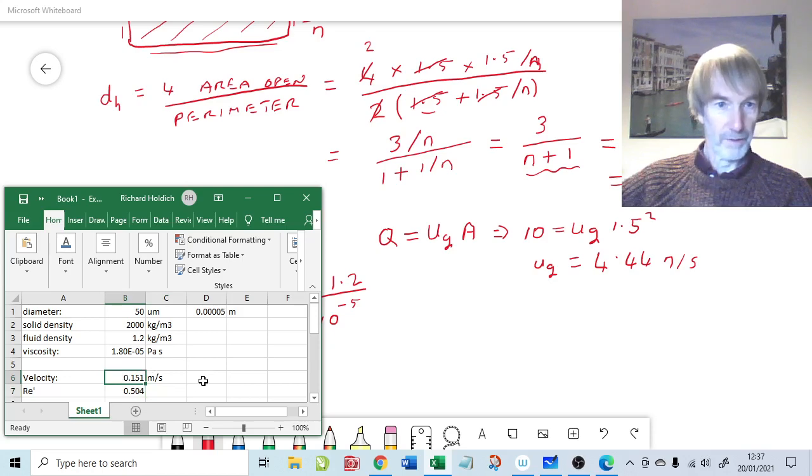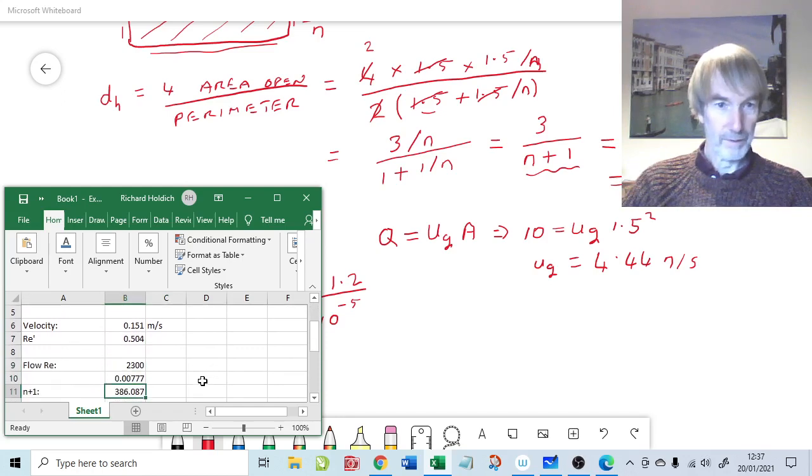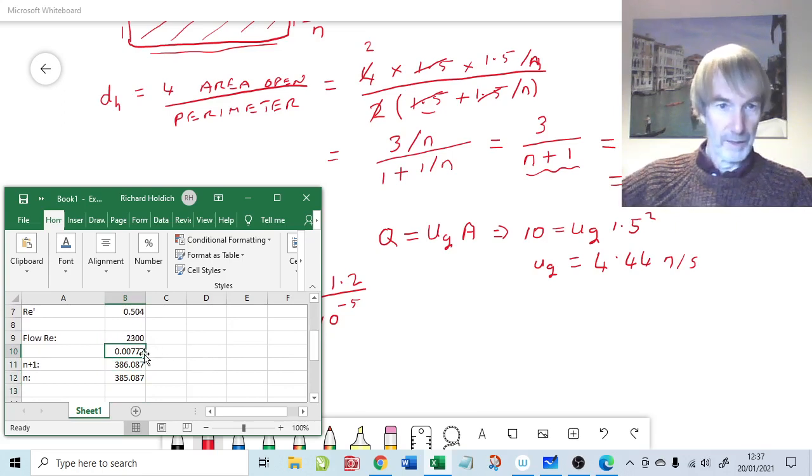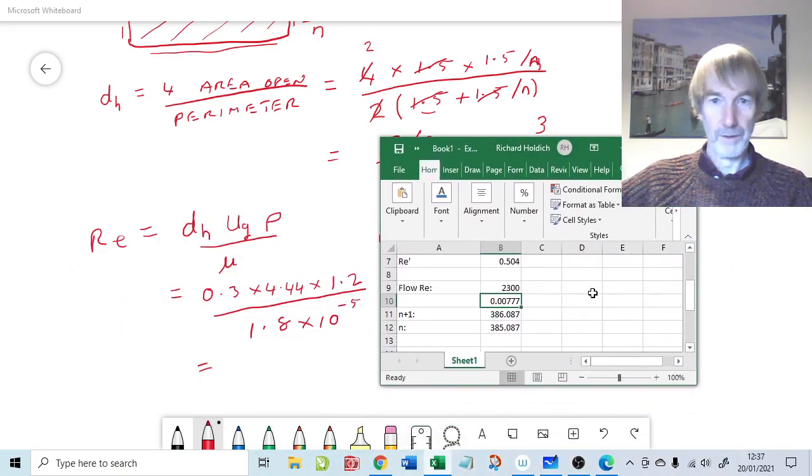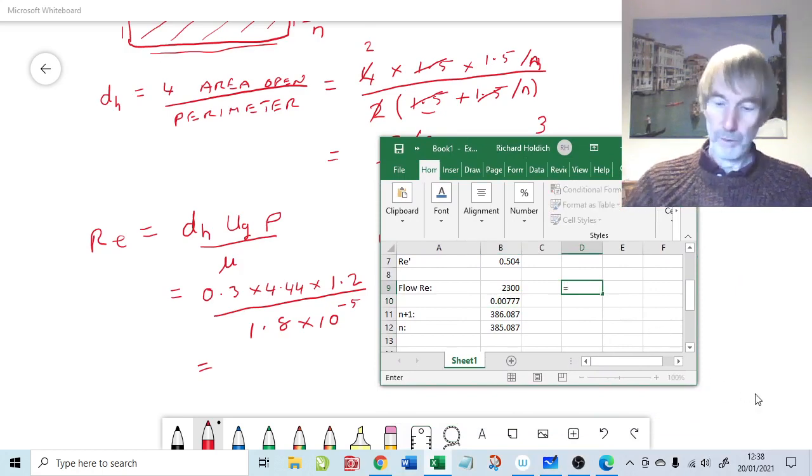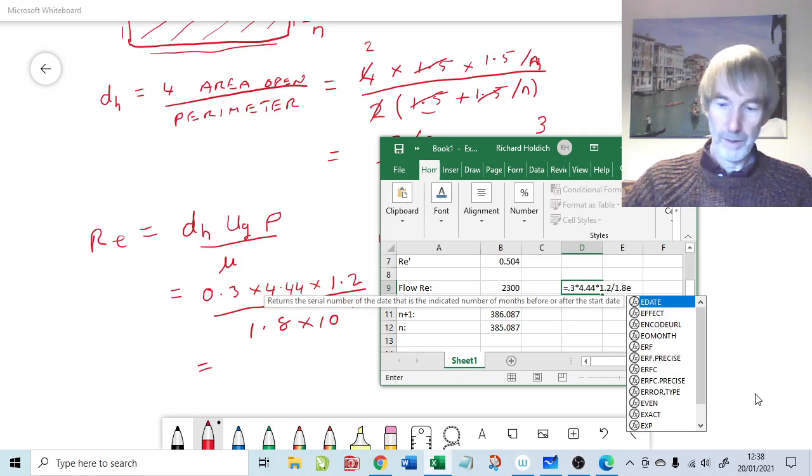That was our settling velocity. Let's move down a little bit. Okay. So what I've done here is, again, I've pre-populated. Yeah, that's actually the calculation for the number of plates. I've skipped the Reynolds number calculation. So I'll do that over here. It's a fairly straightforward calculation to do, so let's just plug the numbers in. We want 0.3 times by 4.44 times by 1.2 divided by 1.8 e to the minus 5.